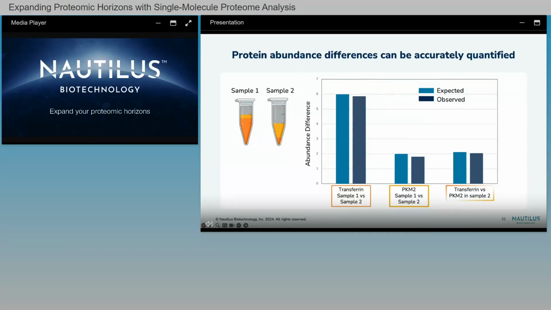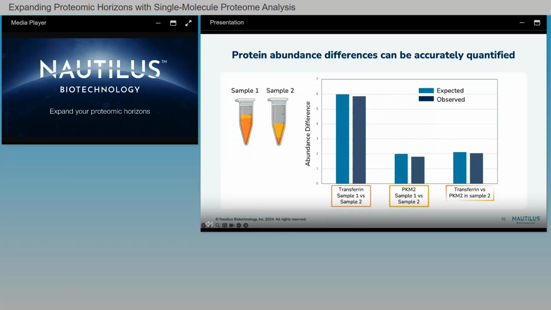What's also exciting is that one can potentially also look at transferrin versus PKM2 in the same sample and recognize that there's a 2-fold difference there as well. One of the very exciting potentials of a single molecule platform is its sensitivity.